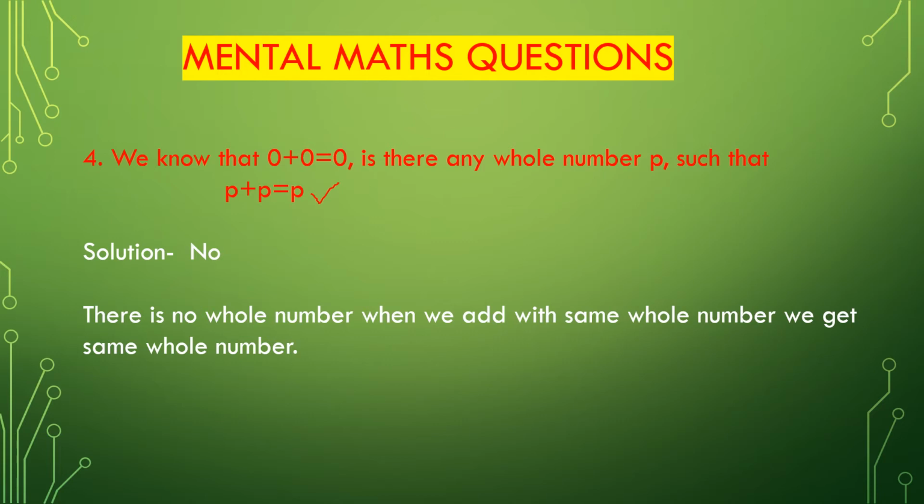There is no whole number. When we add the same whole number with that number, we get the same whole number. When we add the whole number with the same whole number, we get the number itself.